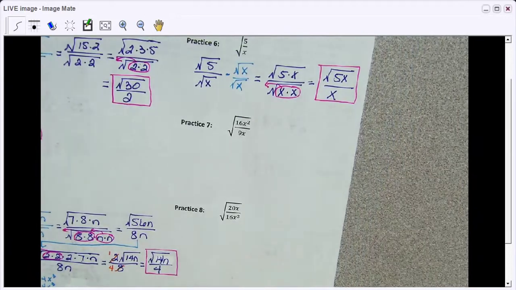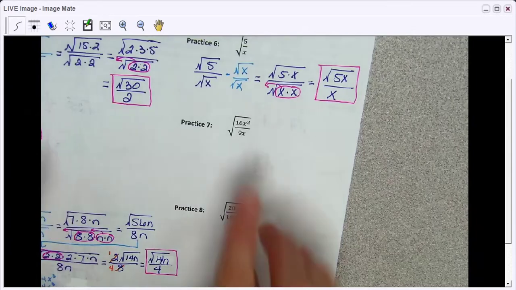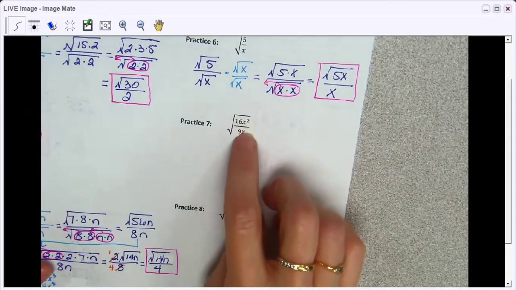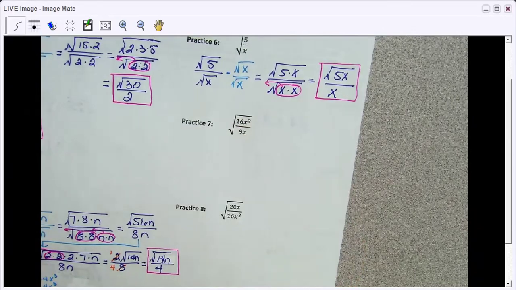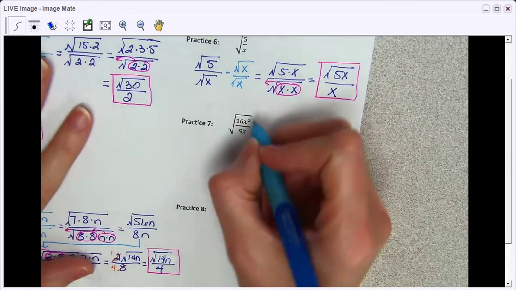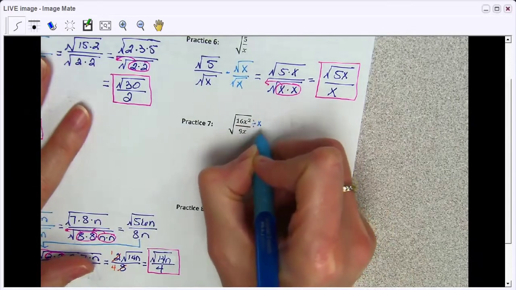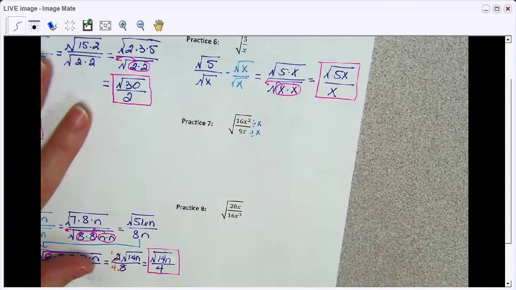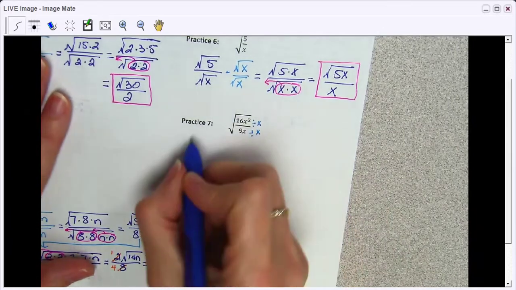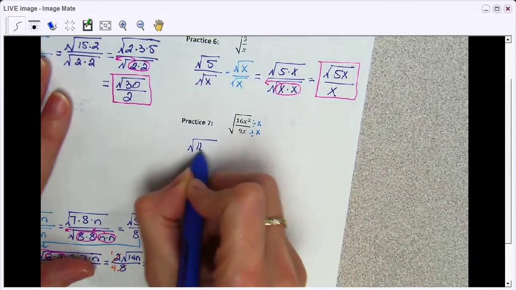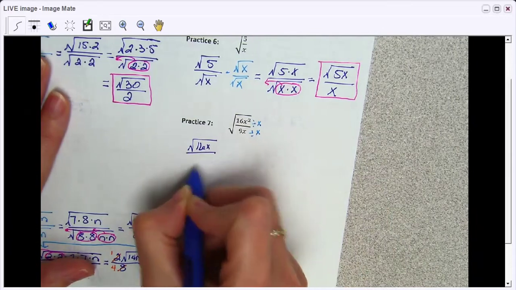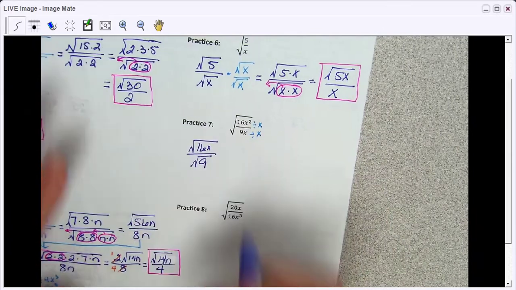The first thing I want to check is, can we reduce this? Okay, and the answer is yes, we can actually take out an x here. All right, so let's divide both of these by x, and we end up with the square root of 16x over the square root of 9.